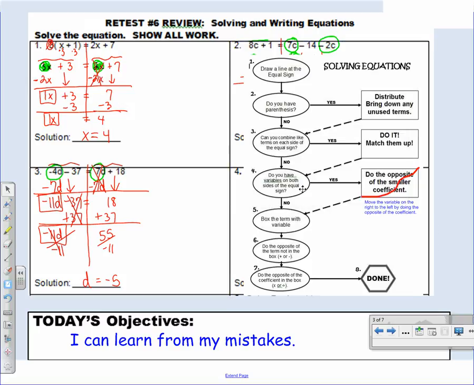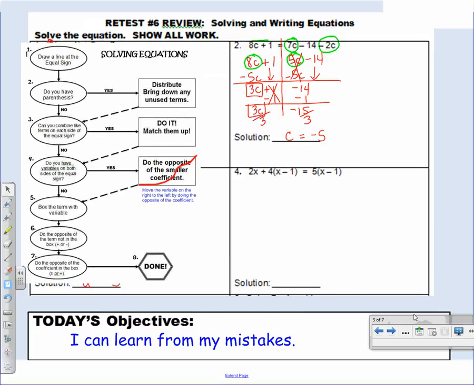Number 4, draw a line down the equal sign. Do we have parentheses? Yes, we do. We have a plus 4. Everything inside the parenthesis must be multiplied by that 4. The 2x we didn't do anything with, we bring it down. 4 times x will be a positive 4x, and then 4 times negative 1 is negative 4. We also have parentheses on the other side, so everything inside the parenthesis will be multiplied by 5. 5 times x is 5x, and 5 times a negative 1 is a negative 5.